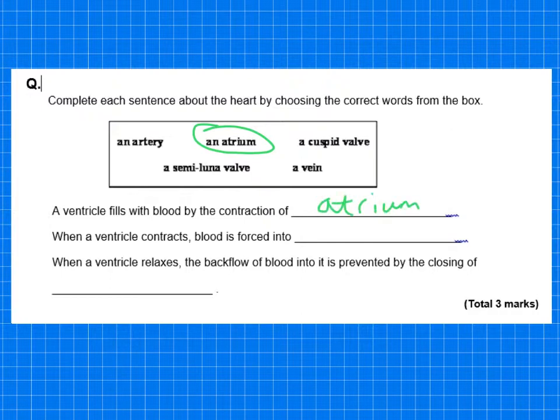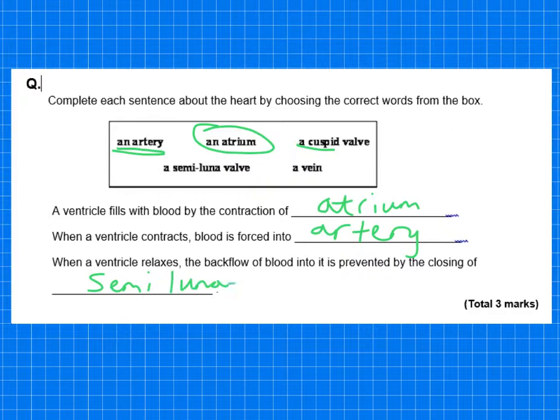An atrium, I should say. When a ventricle contracts, blood is forced into an artery, so either the aorta or the pulmonary artery. So that's an artery. And when a ventricle relaxes, the backflow of blood into it is prevented by the closing of, well, this is an old spec question. Obviously you don't need to know the names of the valves, so actually you wouldn't need to know this, but it would be a semilunar valve.